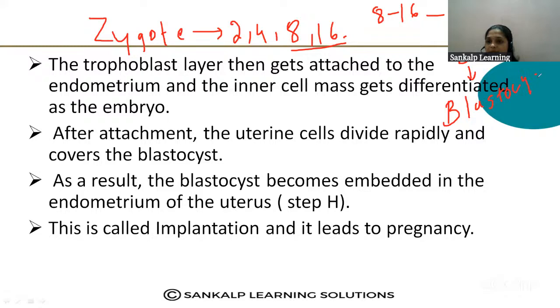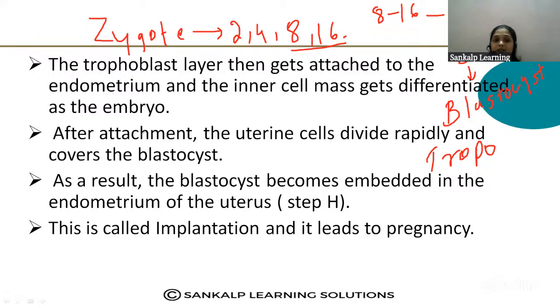In the blastocyst, there is a formation of a layer of blastomeres on the outer side, that is called the trophoblast layer, and inside that you can observe the inner cell mass. So that is the development of the zygote, how it develops and the embryo formation takes place. After that, implantation will take place.